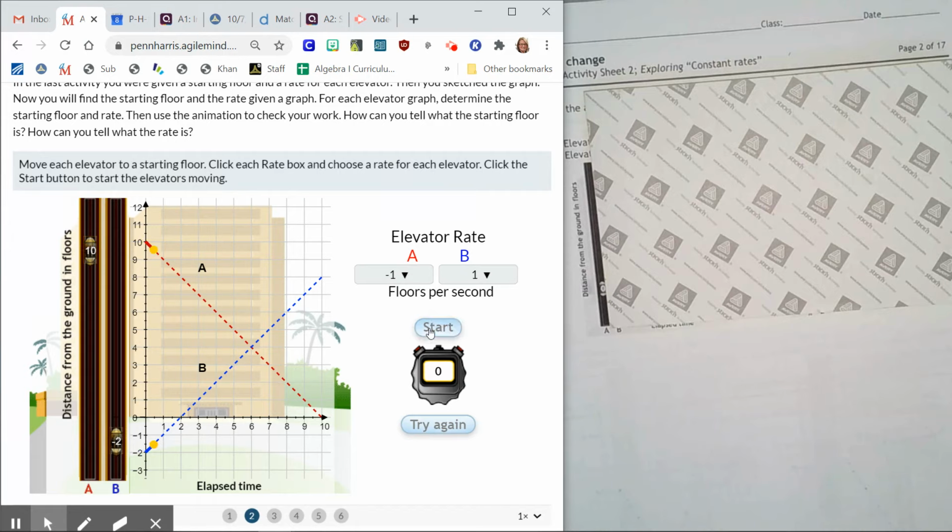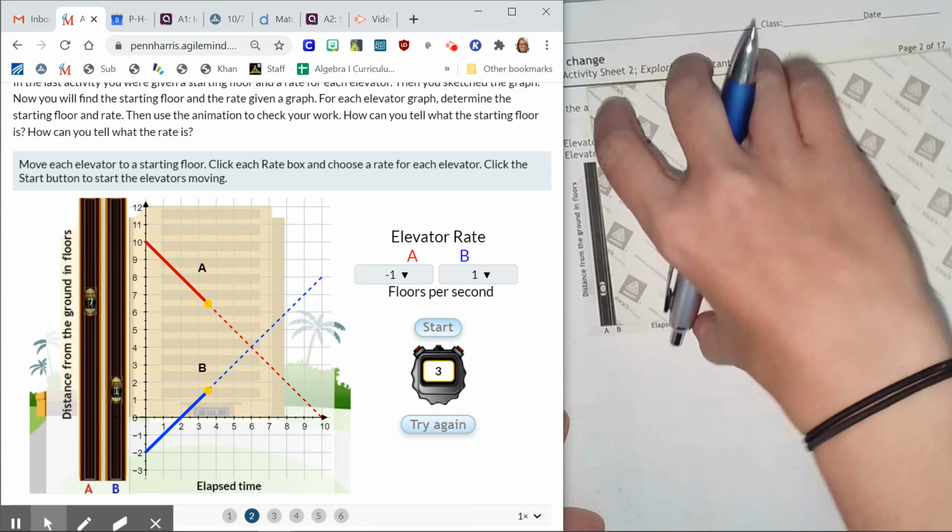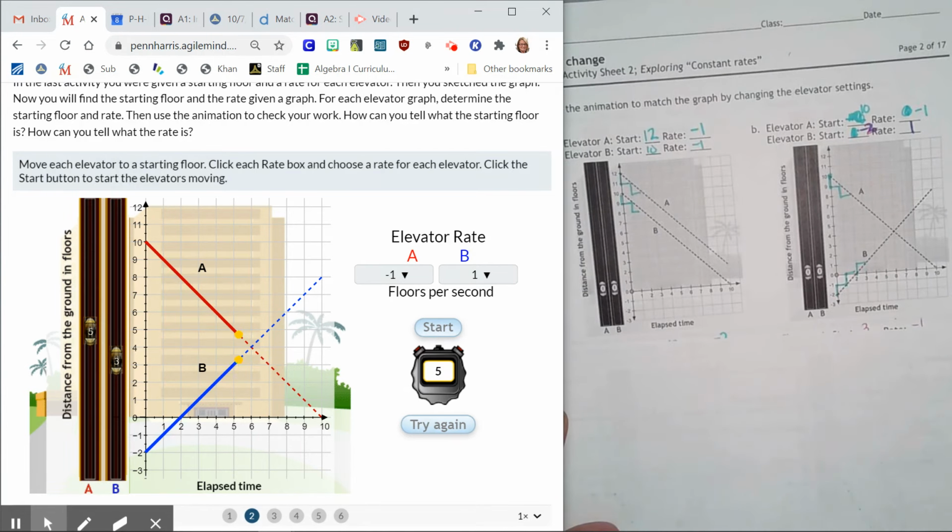And see if that's what happens. And it looks like we're good. So let's go ahead and record our responses here. Again, A is starting at 10. B is starting at -2. I know my scribble there, guys. A is going down 1 floor per second, and B is going up 1 floor per second.